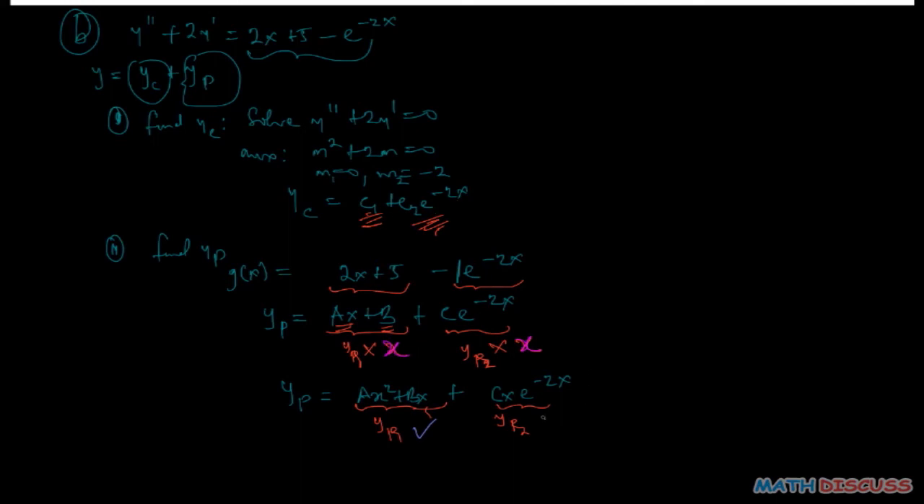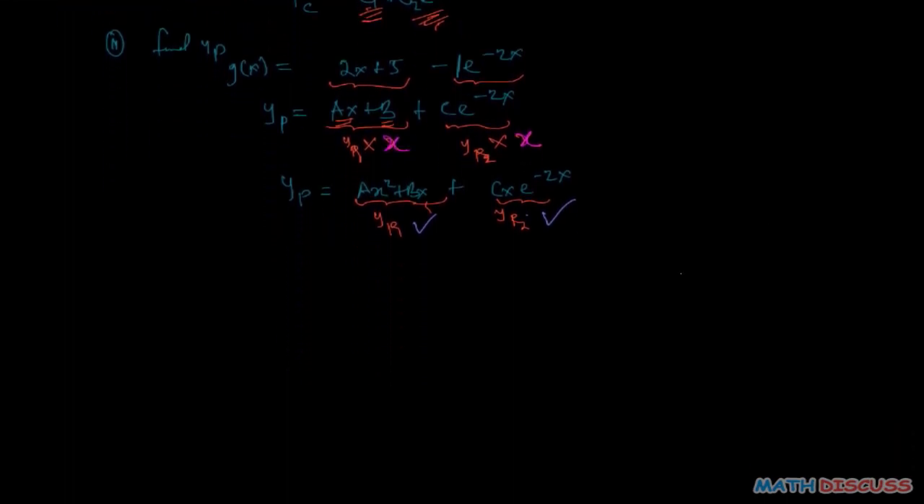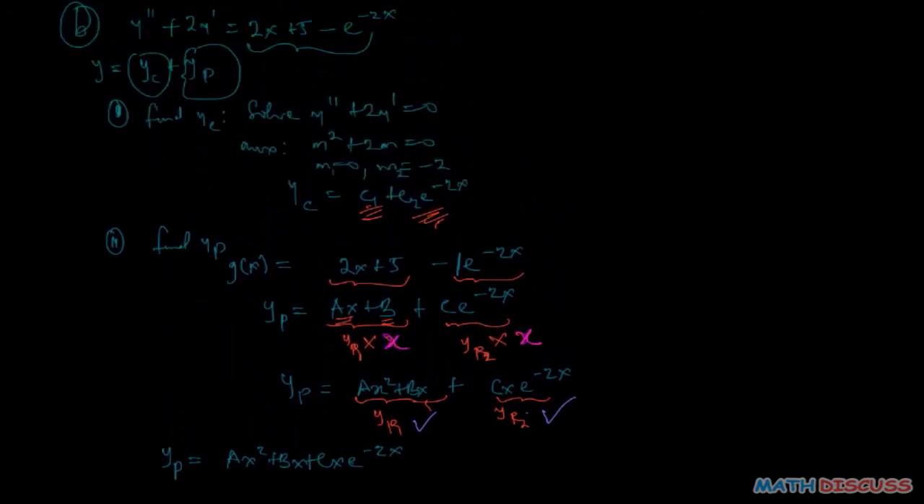Since we do not have a twin, this is also fine. But assuming we had, we would have multiplied only this part by x. So now since they do not have any twin, then we are fine. So that means that is going to be the assumed form. Let me just write it in full. Yp equals ax squared plus bx plus c, times x, e to the power negative 2x. This is going to be the assumed form of the particular solution that we would use.